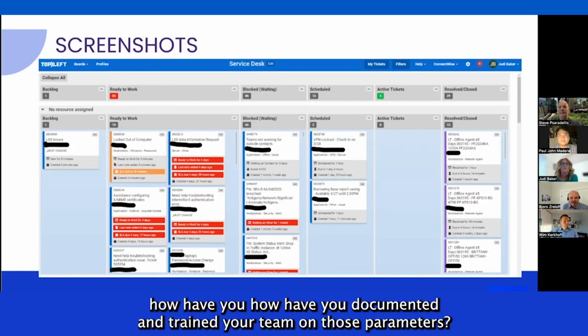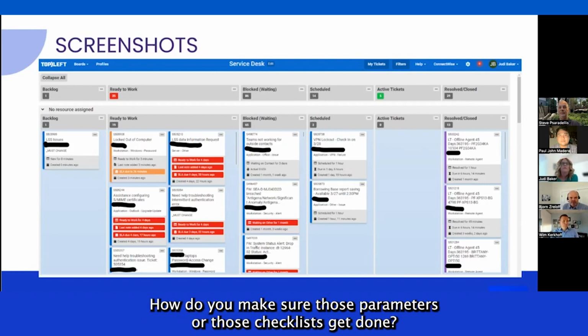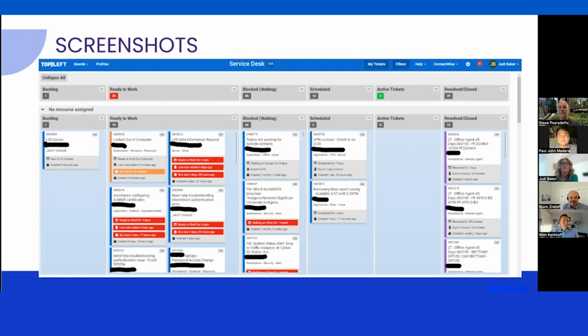How have you documented and trained your team on those parameters? How do you make sure those parameters or those checklists get done?